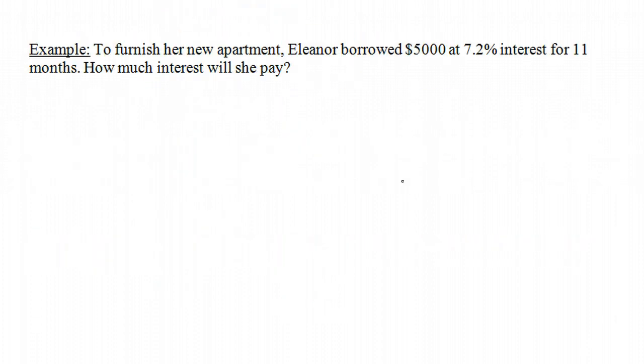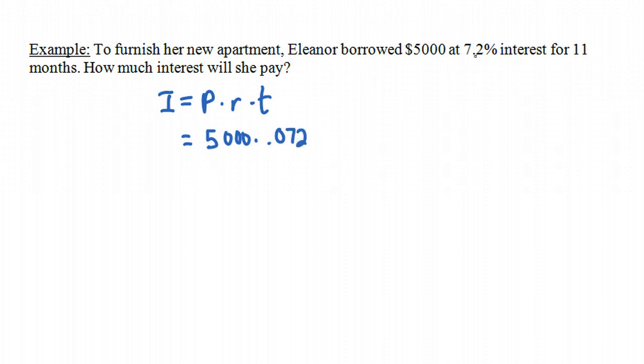So let's look at another example. To furnish her apartment, Eleanor borrowed $5,000 at 7.2% interest for 11 months. How much interest will she pay? Okay, so again, let's remember our formula. I equals P times R times T. And we're looking for the interest. The principal this time is 5,000. The rate is 0.072. Okay, 7.2% would be 0.072.